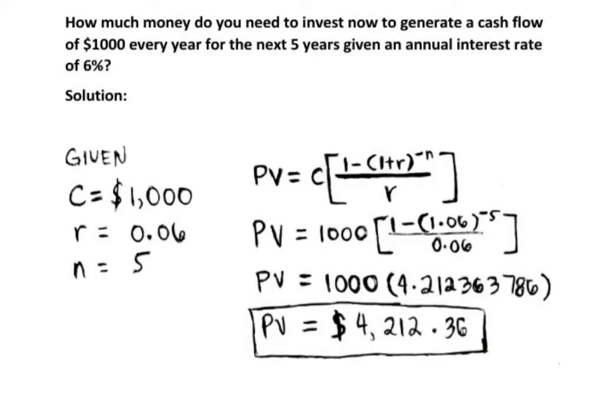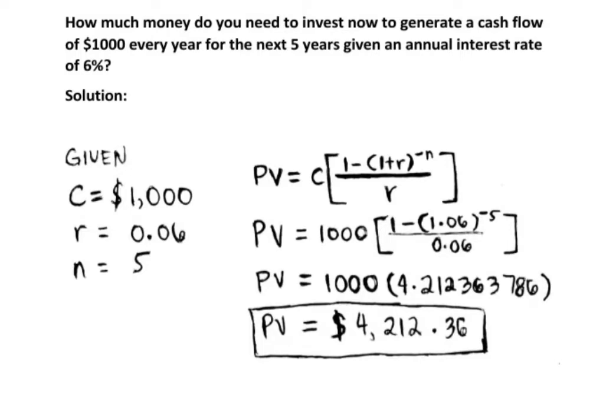How much money do you need to invest now to generate cash flow of $1,000 every year for the next 5 years, given an annual interest rate of 6%? So there's a formula we could use to get the answer. The present value of an annuity is equal to the cash flow times 1 minus 1 plus R, being the interest rate, raised to the negative n, divided by R.